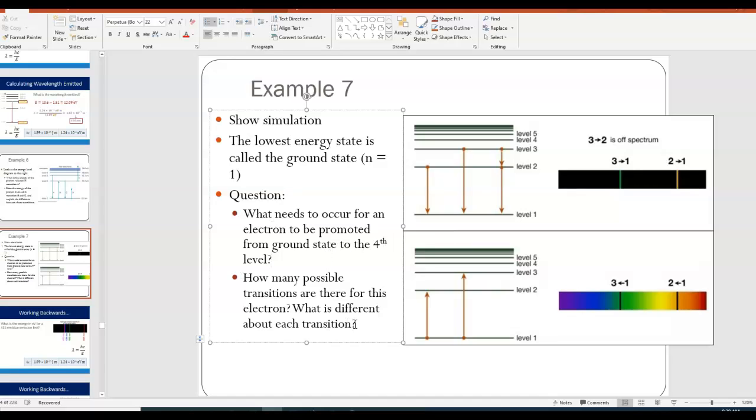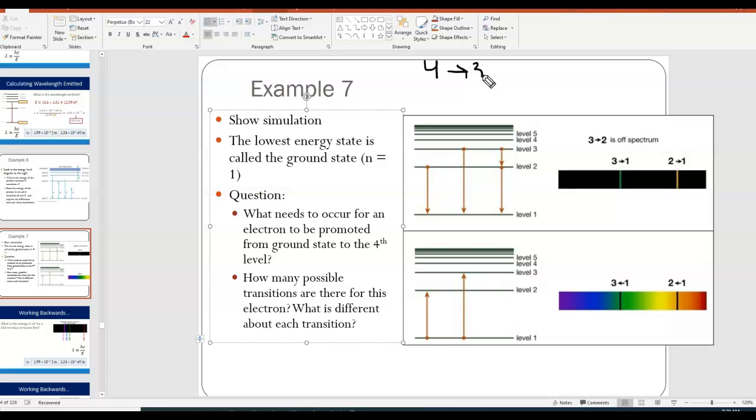Really, I want you to look at the second question. It says, how many possible transitions are there for this electron? What is different about each transition? So if we have an electron sitting in n equals 4, that's the fourth energy level, and we want to know how many different transitions are possible, what we do is we just write them out. And remember, if you have an excited electron sitting at n equals 4, it's only going to fall down on its own. So we want to write out the possible downward transitions.